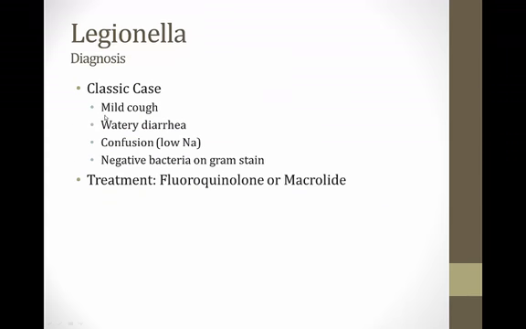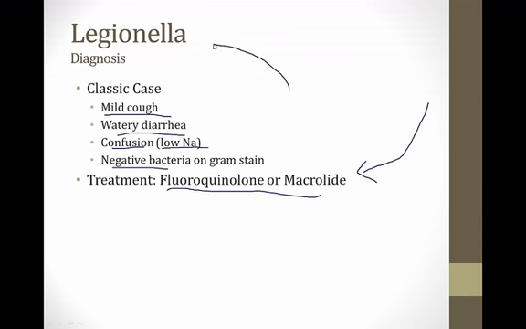So the classic case is someone who has a mild cough with watery diarrhea, and then they get confusion from the low sodium, and then they may have no bacteria on gram stain because remember, it's poorly visualized. And it's treated with fluoroquinolones or macrolides, and these are both antibiotics used to cover atypical bacteria that cause pneumonia, and Legionella is one of the atypical bacteria causes.